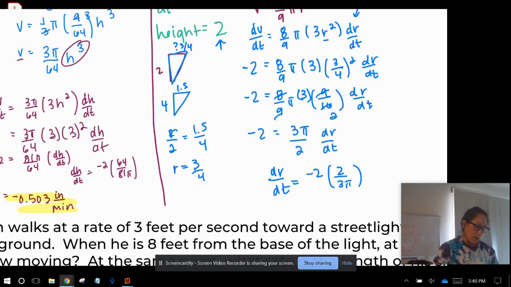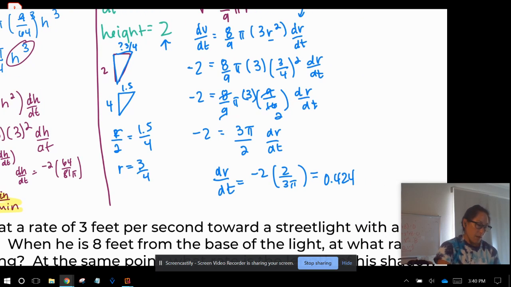Okay, so I got 4 over... I get 0.424. And then our units are inches per minute. And it's negative. So the radius is shrinking at a rate of 0.424 inches per minute.